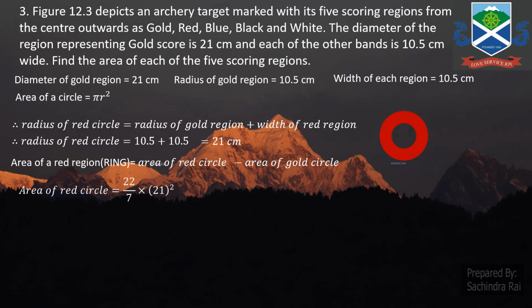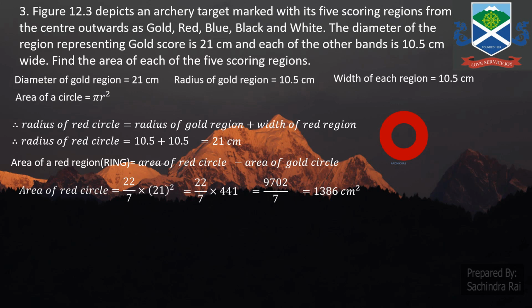Area of the red circle equals 22 by 7 into 21 whole square, because the radius of the red circle is 21 centimeter. So the square of 21 is 441. So 22 into 441 gives us 9702 divided by 7. When we divide this number by 7, we get 1386 centimeters square. That is the area of the red circle, not the red region. It is the red circle, that is from the center outward.